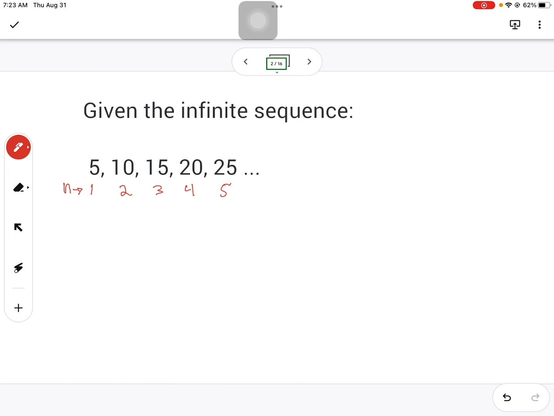So in the first position, our term is 5. Our second position, our term is 10. Our third position, our term is 15, and so on. So go ahead and make sure you summarize that in your notes. You can pause the video right now and take care of that.